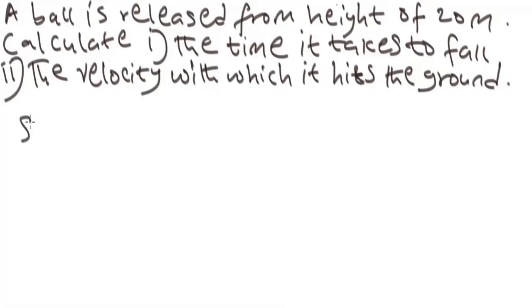In this case, we have our x distance to be 20 meters, and we are looking for time first. We don't know time, and we don't know the final velocity. We have our initial velocity is going to be 0, so u will be 0.